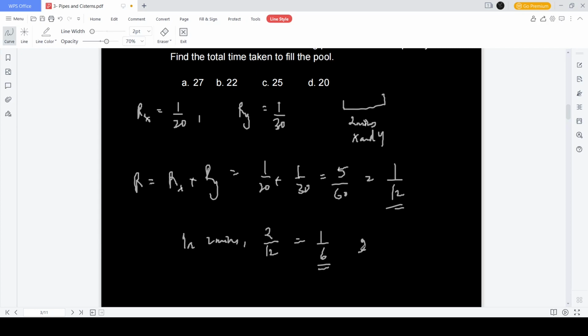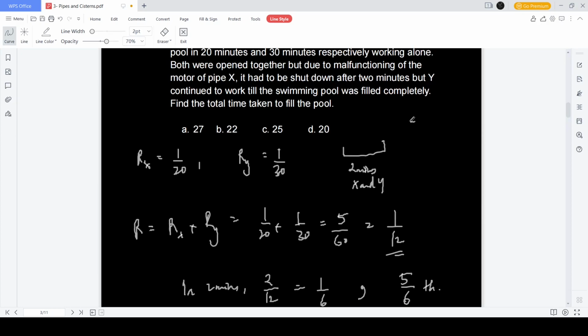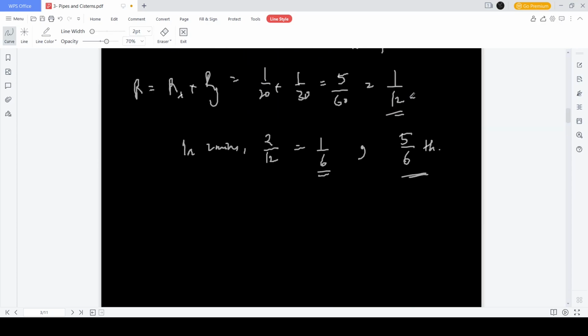Okay, so how much is remaining? 5 by 6 of the tank is still remaining to be filled. Okay, and then Y continues the job and finishes it. So we have to find the rate of Y, which is 1 by 30. What this means is, how long will Y take to fill the remaining of the tank?